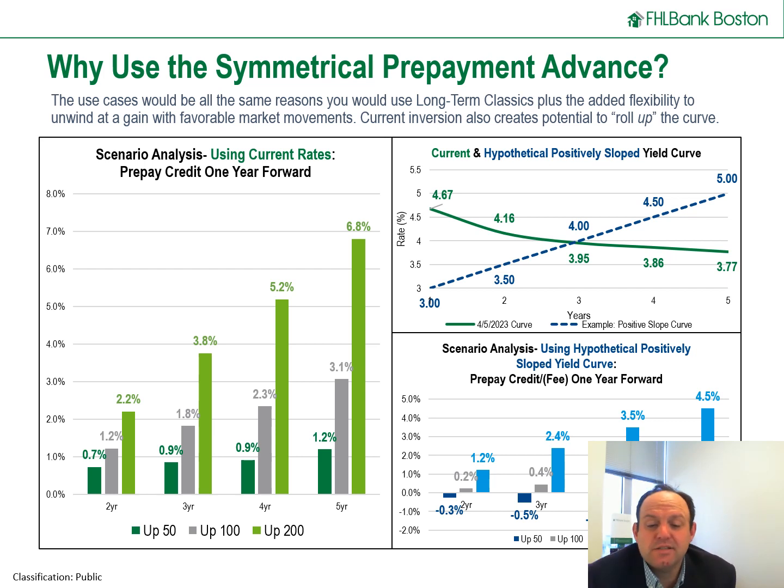So as we can see, in all scenarios, there is a potential gain that could be realized in the shock scenario if you were to unwind the advance. To point out one example, if you were to take a 5-year advance, interest rates go up 200 basis points, that's the light green bar there. We're rolling forward 1 year, so now there's 4 years remaining, and the potential gain would be 6.8%.